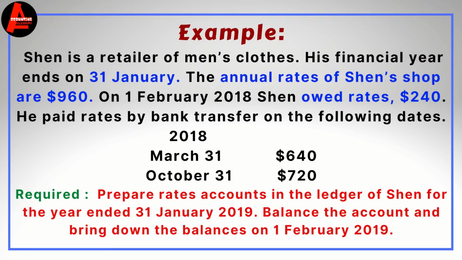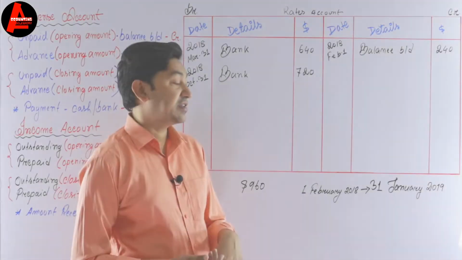Now let us have a look at the question once again. What is the requirement here? Prepare the following accounts in the ledger for the year ended 31st January 2019. Balance the accounts and bring down the balances on 1st February 2019. So all the transactions we already recorded. The first line, the annual rates of Shane's shop are $960.